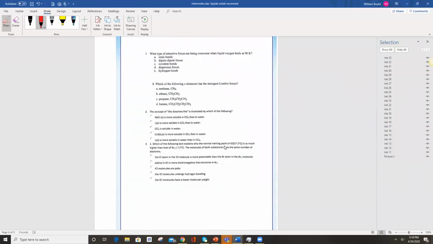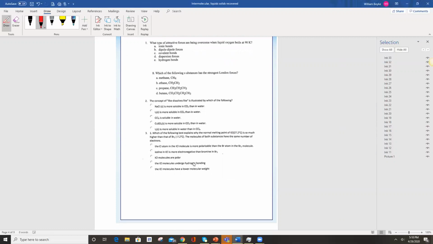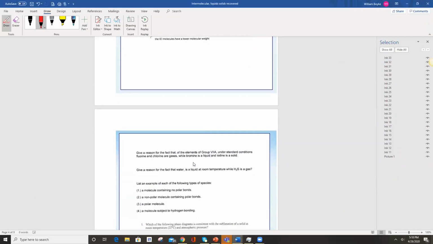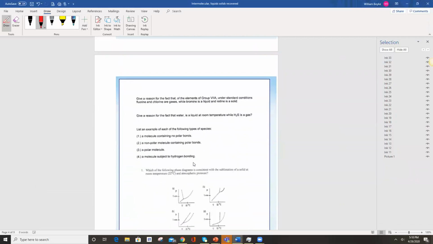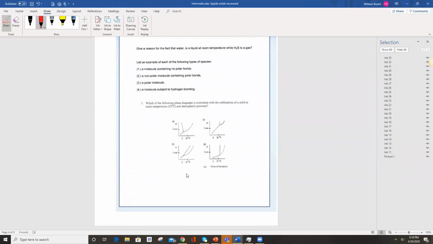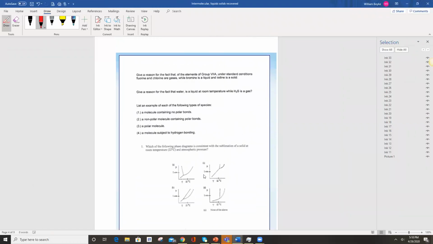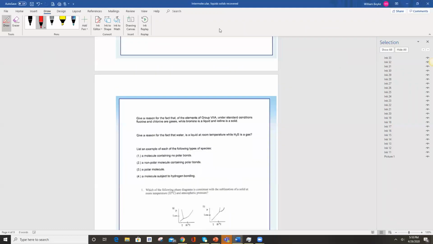So for the last couple of pages, I just wanted to give you some example questions for trying to use some of the things we talked about with liquids, solids, solutions, and intermolecular forces, for you to have a look at and go through, and think about whether you are able to answer these types of questions.